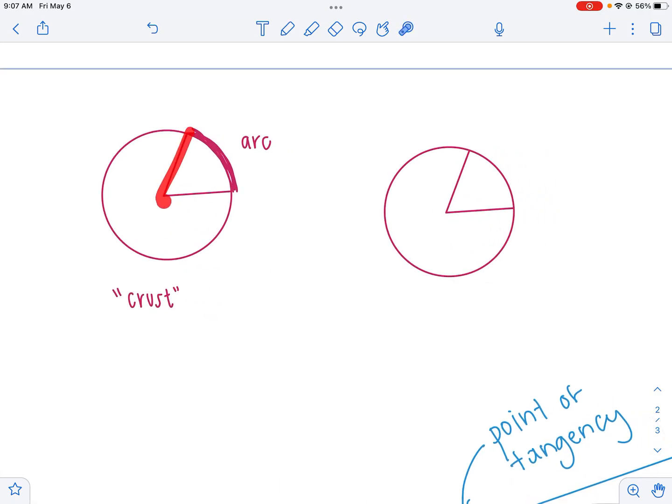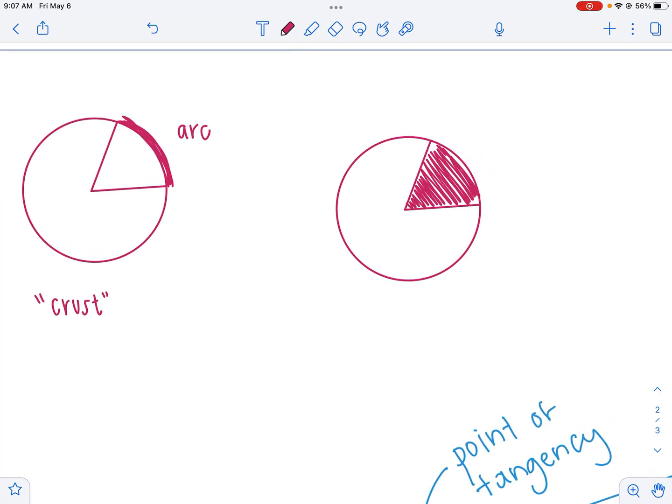Well, arcs are formed from central angles, so there's your arc right there. But central angles also have what we call sectors, and that sector is that filled in area right there. So that's called a sector, which isn't on our vocab list, but it's one to know. And this sector is like the slice of the pizza.